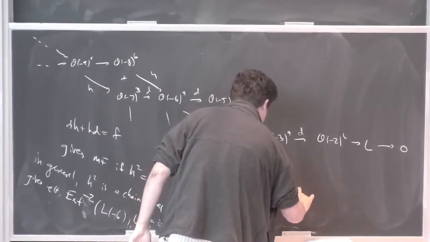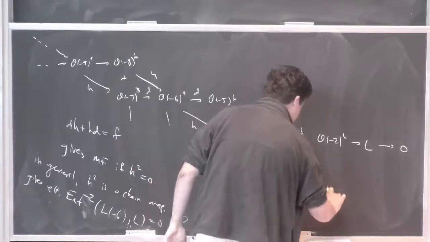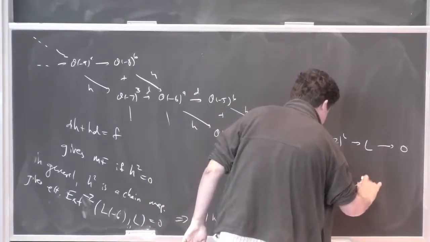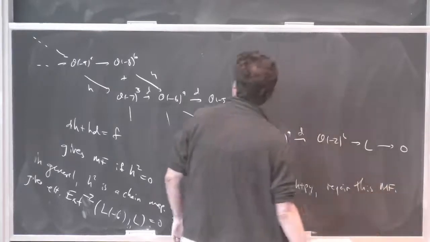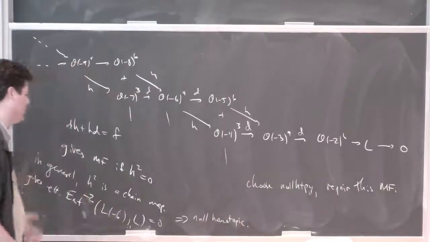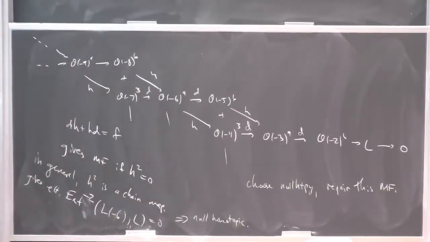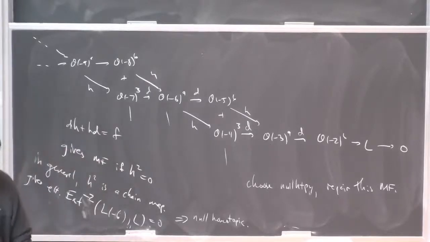So choose the null homotopy and repair this matrix factorization. And you can imagine, as this minimal free resolution gets longer and longer and longer, you're going to have to choose more and more null homotopies to repair this. So that's a fiddly piece that I glossed over last time.